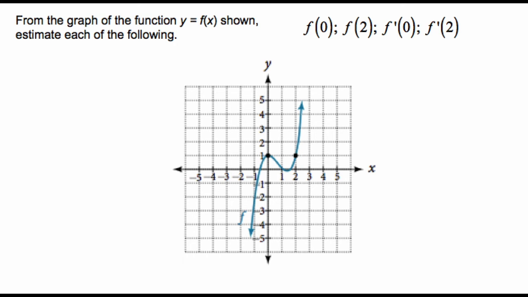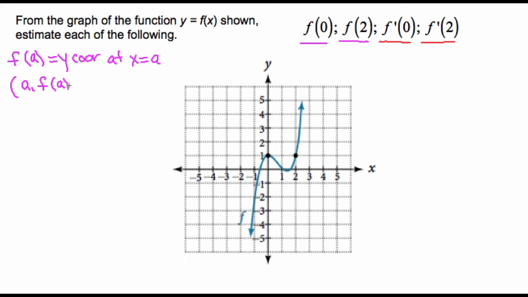From the graph of the function shown, we want to estimate each of the following: f of 0, f of 2, the derivative of f at 0, and the derivative of f at 2. Now, what's the difference between the two notations? F of a refers to the y-coordinate at x equals a. So all you'll do is look at the point, wherever that may be located, and simply read off the y-coordinate.